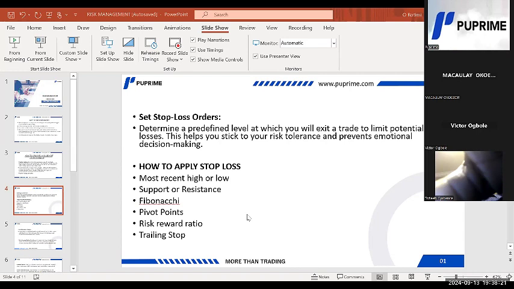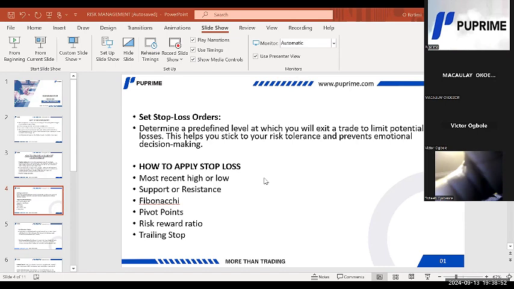Then the final one here is that you can also use a trailing stop as your stop loss or for your risk management. Trailing stop comes in two formats. There is a manual trailing stop and there's an automated trailing stop. If you go to your MetaTrader platform on desktop, this function is not available on mobile yet, but on the desktop, you can find the automated trailing stop on MetaTrader 4 and MetaTrader 5. So if you already have a running trade, you can apply a trailing stop.